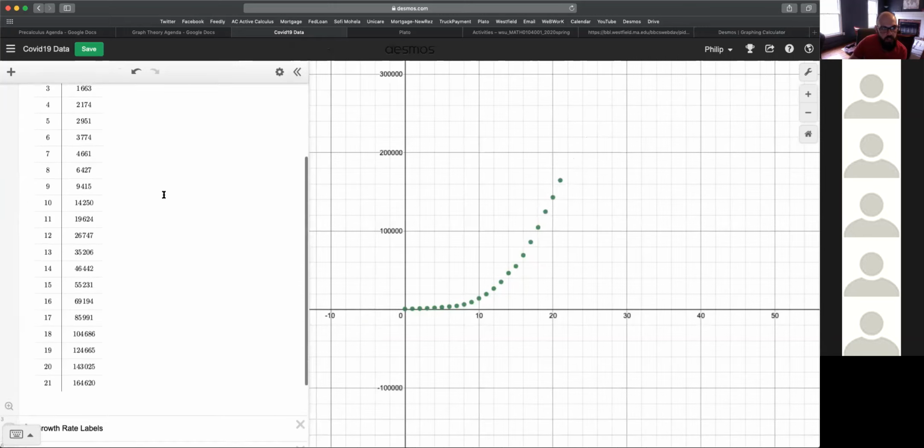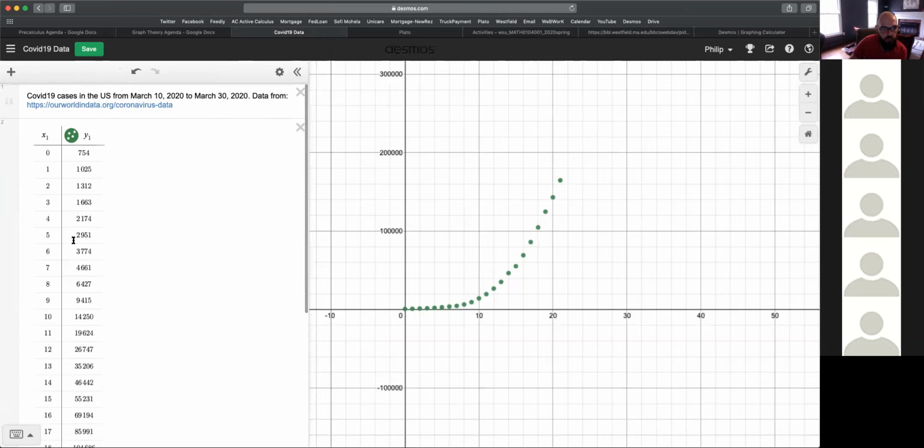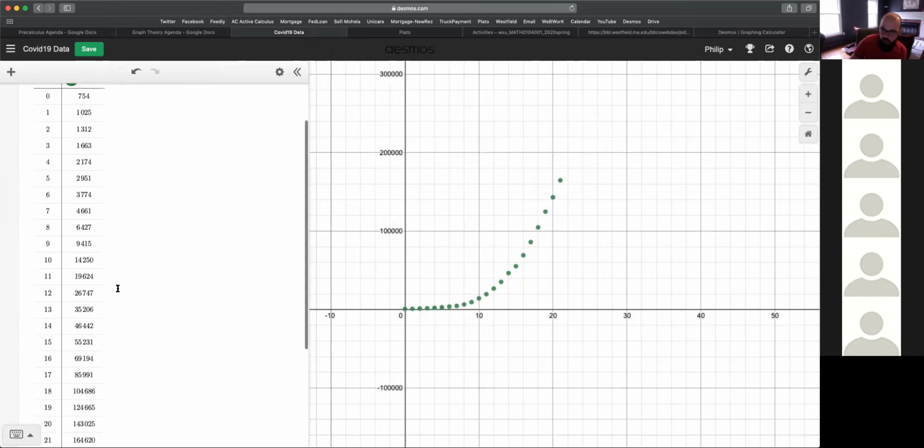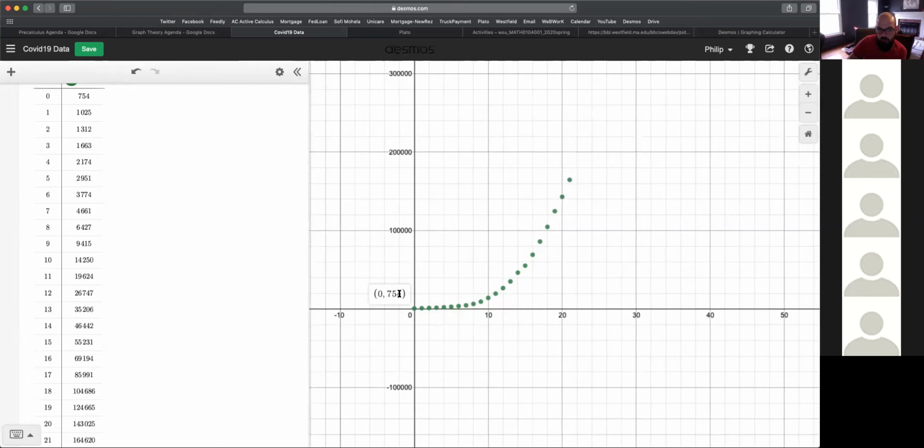If I look at all of these data points right here, I gathered the data of the number of coronavirus cases, or COVID-19 cases, in 2020 so far. This 0 corresponds to March 10th. On March 10th, we had 754 cases. And today, 21 days later, 3 weeks later, on March 31st, the latest report said there were 164,000 cases in the US.